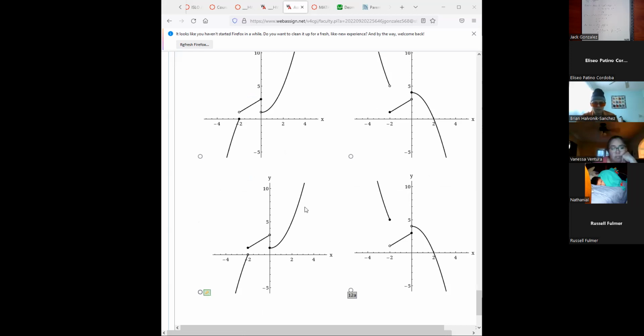This one is facing the correct direction and it's filled, so that's going to be the one we care about. So you can rule everything out pretty quickly just by looking at the graphs. Okay.